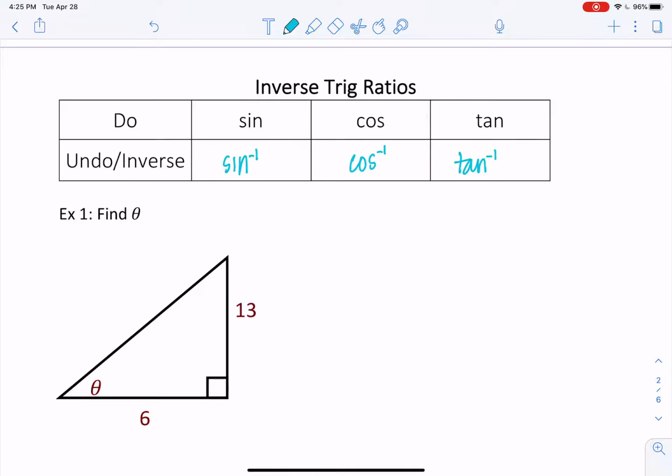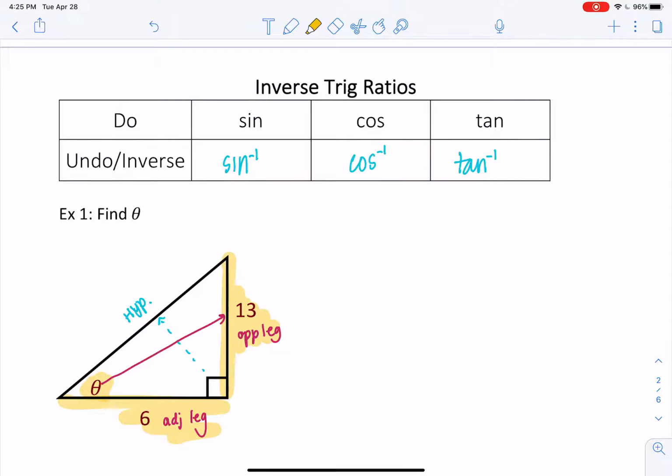Now we still are going to start by labeling all of our sides: opposite leg, adjacent leg, hypotenuse. So the first one here, this is the hypotenuse. It's across from the 90-degree angle. Across from theta is our opposite leg. And the last one is the adjacent leg. We know the opposite leg is 13. We know the adjacent leg is 6, and we want to find theta.